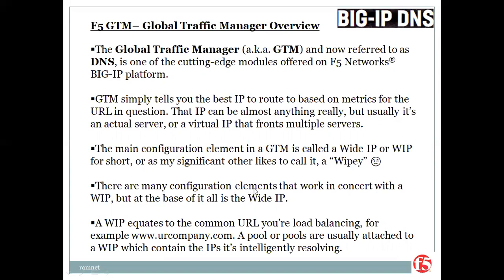There are many configuration elements that work in concert with a WIP, but at the base of it all, it's a wide IP. WIP equates to the common URL you are load balancing, for example www.yourcompany.com. A pool or pools are also usually attached to the WIP, which contains the IPs that it is intelligently resolving.